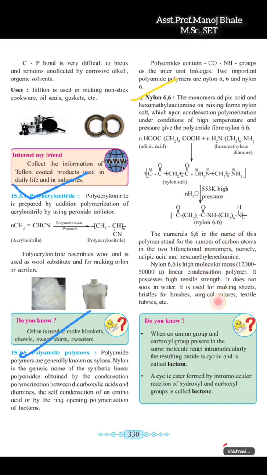This nylon 66 is heavy in weight, having higher molar masses, 12,000 to 50,000 units bonded to each other. So there is a linear condensation process, and it has high tensile strength and does not soak in water. It is used for making sheets, bristles of brushes, surgical structures, textile fabrics, etc. These are the uses of this nylon 66.